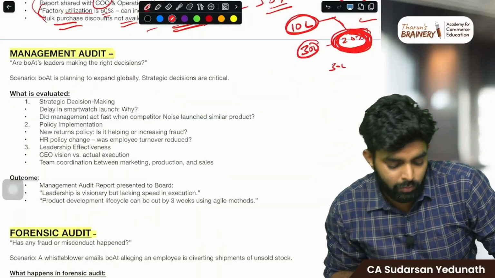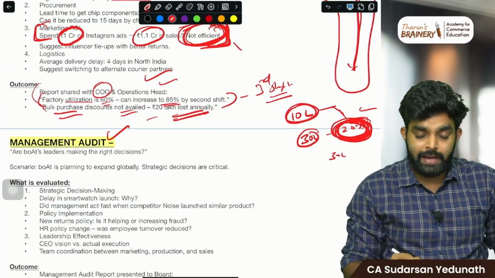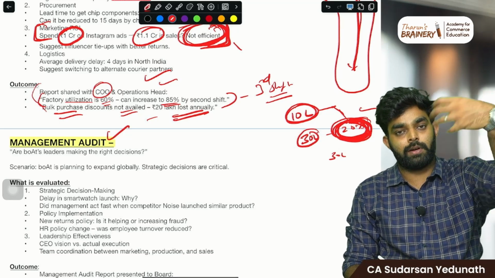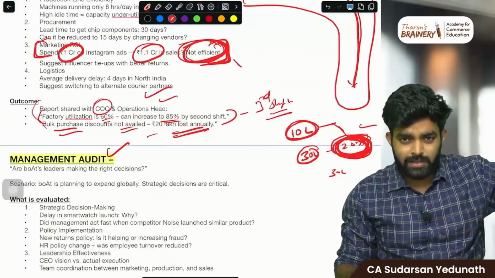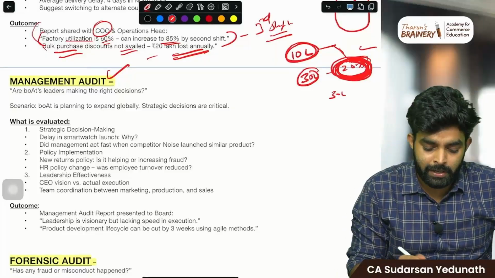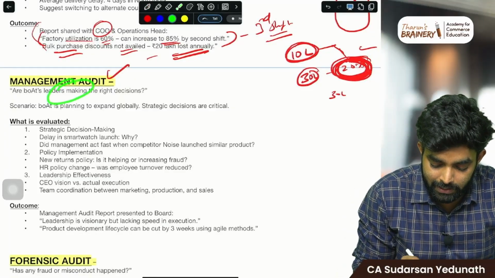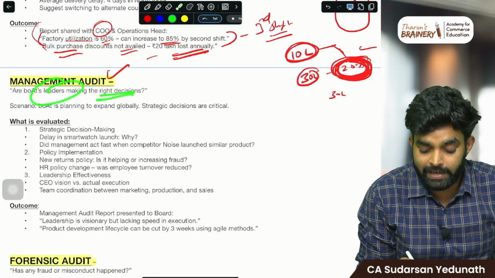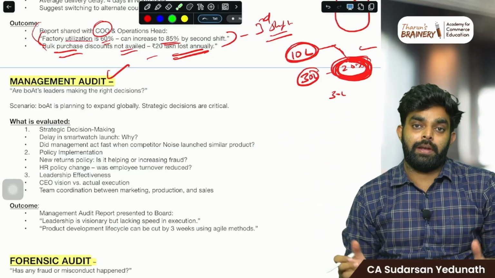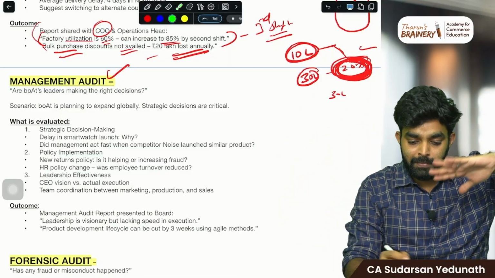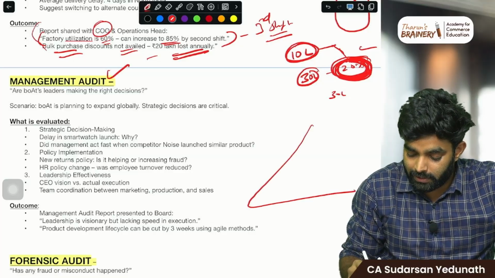Now let's take a look at what we mean by management audit. One example of operational audit I'll give, one very big example. Financial audit is not required for it. Management auditing means our board leaders are making the right decisions. Management auditing means, who makes decisions in a company? Management. Because this is the company's structure.